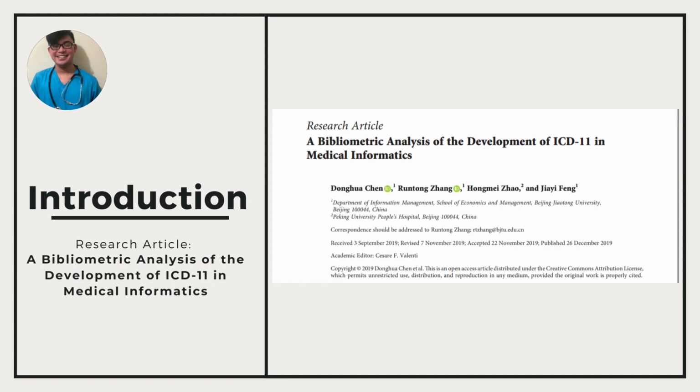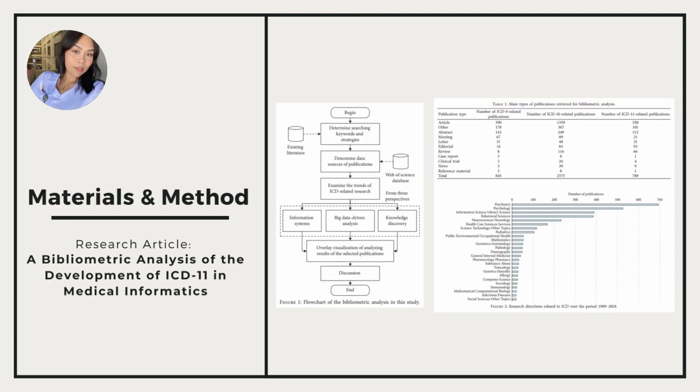The data sources and search strings are first determined. Time trend analysis is then performed based on the selected papers. So hi guys, this is Lorgie, and for this part of the slide, we're going to be discussing the materials and methods used within the research. As you can see, it illustrates the flowchart of this bibliometric analysis of the ICD-related research.